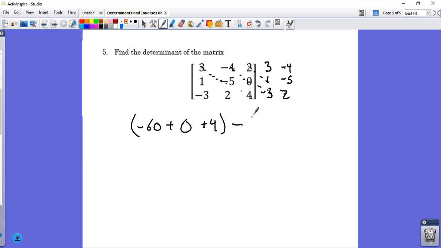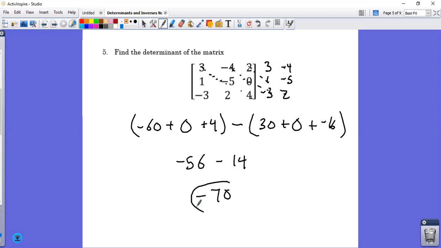And then you're going to subtract, and again, it's the sum of the 3 going up. So starting with the -3, -3, -5, and 2, 15 times 2 is 30. 2, 0, 3 is 0. 4, 1, -4 is a -16. And then you add this group, minus, add that group, 30 and -16 is 14. And then combine those two. So that's -70 for that determinant. Totally a pain.